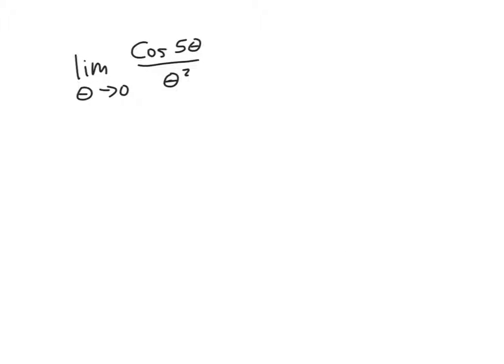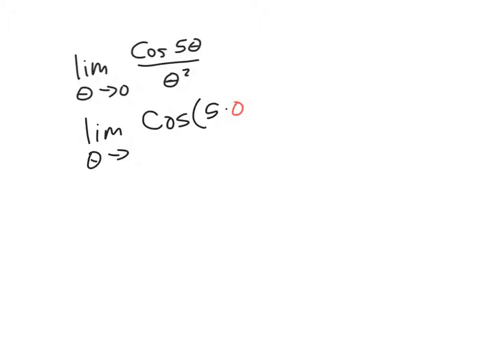Let's look at the limit as theta approaches 0 of cosine 5 theta over theta squared. As you know, we like to start by using substitution to see if we can evaluate the limit. And so when I do this, what that means is we're going to try and put 0 in for theta.